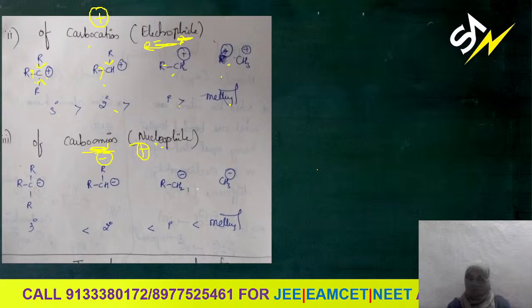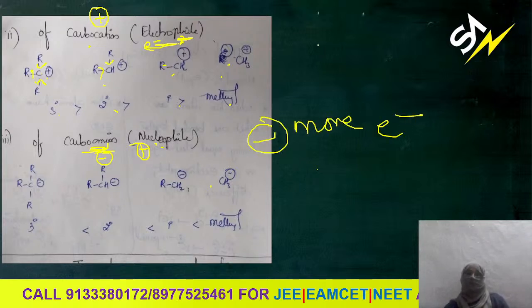The question again is which one is more stable? So what do you think? Which one is more stable here? Now the question is, the sequence here is actually reversed. Why? Because anion means having more electrons, whereas cation means having fewer electrons.